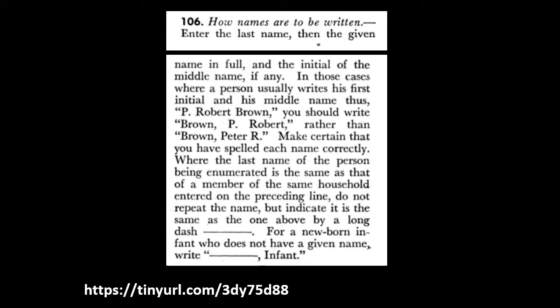You can read much of this. They talk about people who use initials for their first name. You should see that. And then in the middle it says, make certain that you have spelled each name correctly. I think that's the first time I've ever seen that in the instructions to enumerators. Of course, it's not clear how they're going to be able to do that. And you could always pause this and look at the rest of the information.